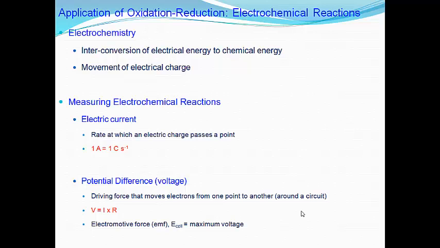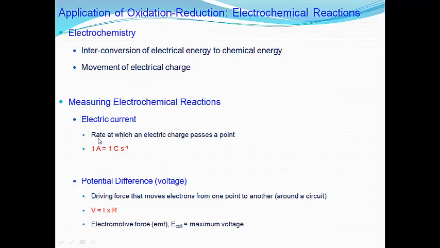So what are some of the fundamentals that we need to extract from an electrochemical reaction? Well, they involve the movement of electrical charge, so we need to be able to measure this electrical charge, or the movement of the electrical charge. The movement of electrical charge is essentially current, or electric current. And what is electric current? The rate at which electric charge passes a particular point.